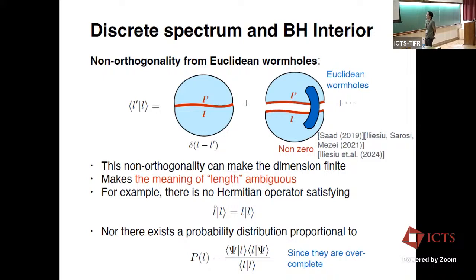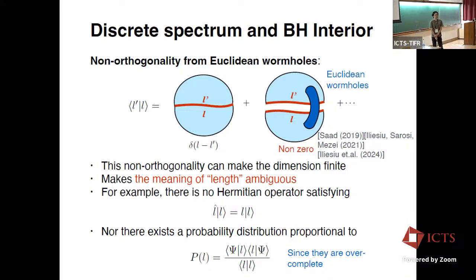But the consequence of this non-orthogonality is kind of serious, or very problematic. Because once you have this non-orthogonality, the meaning of the length is very ambiguous. For example, you can't construct the Hermitian operator which satisfies this eigenstate decomposition, because you can just consider the ket with L prime with different L.